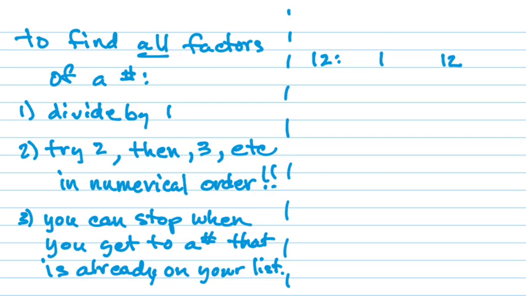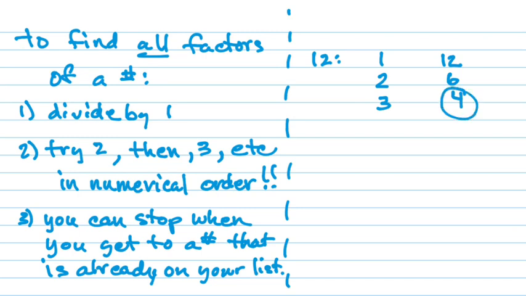After 1, what's the next number after 1? 2. Will 2 divide evenly into 12? Yes. How many times? 6 times. Good. After 2, the next number I'm going to try is 3. 3 goes into 12 how many times? 4. And now I don't need to try 4. Why not? Because it's already on my list.